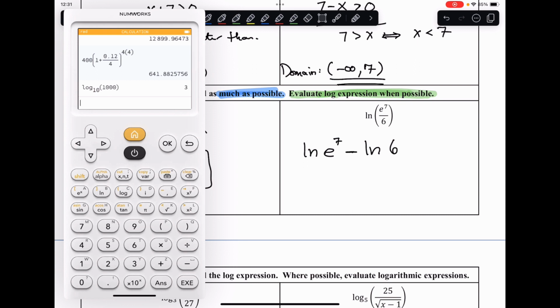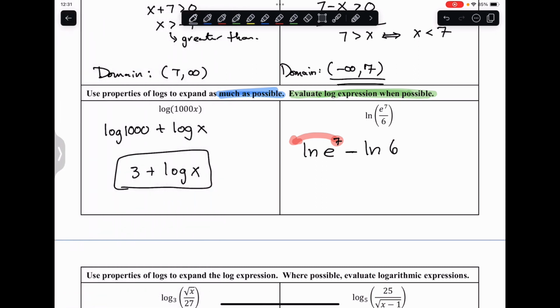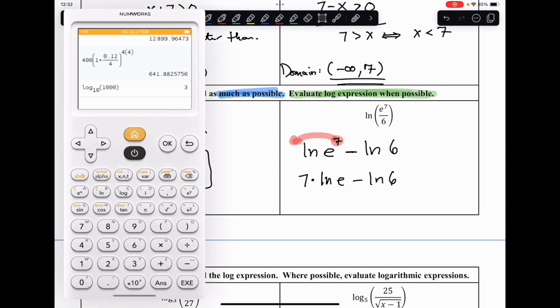I can move this exponent to the front, and using the power property, the fully expanded form of this would be 7 times the natural log of e minus the natural log of 6. So let's see what we end up getting with this situation here.